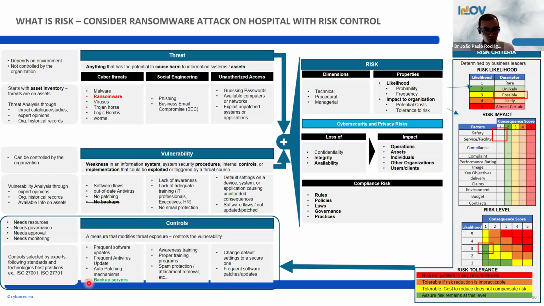If we implement backup servers, we will not have the backup problem. The ransomware is still there, but if the risk materializes, we still have backups. We still have processes in place in order to circumvent this problem. So we are lowering the risk, and we are in the green zone. We are good to go.